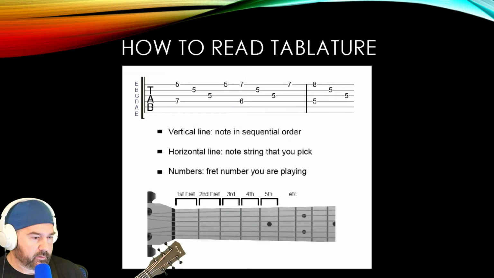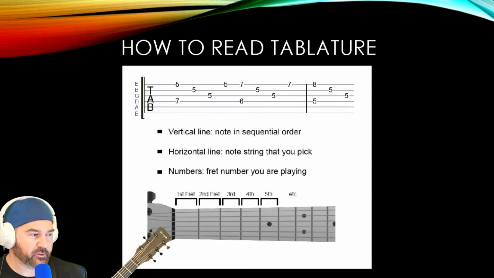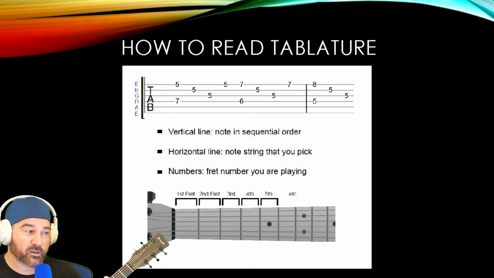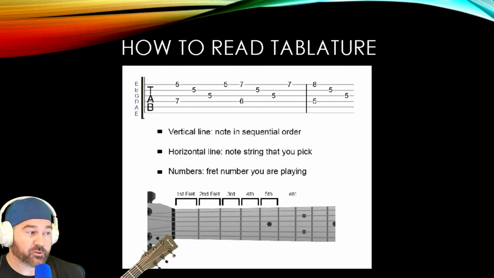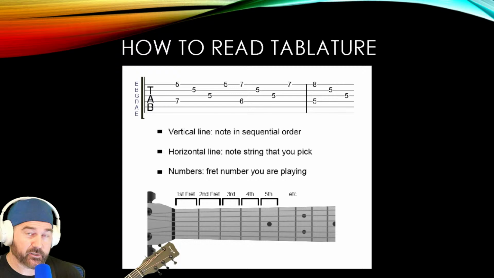Moving on, how to read tablature. Most people that play guitar, this is something they learn on day 1, because most people play guitar because they want to learn to play their favorite songs. And the quickest and easiest way to do that is to learn to read tablature. All tablature is, is something that looks a lot like music notation, except that each line represents a string on the guitar, and the numbers you see represent the fret that you'll play.